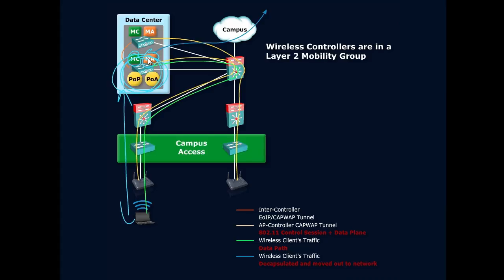But now the client roams to the other access point. And this other access point in our environment is actually connected to this controller up here. I'm going to change colors on you. This controller up here. So now we're connected to a different controller within the same mobility group. So how does this take place?